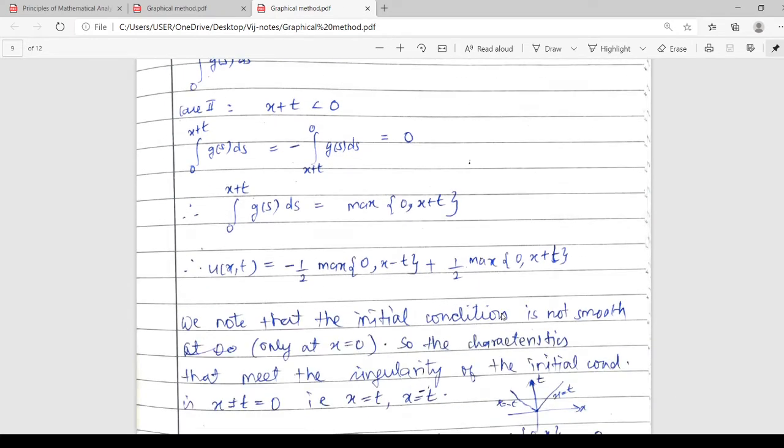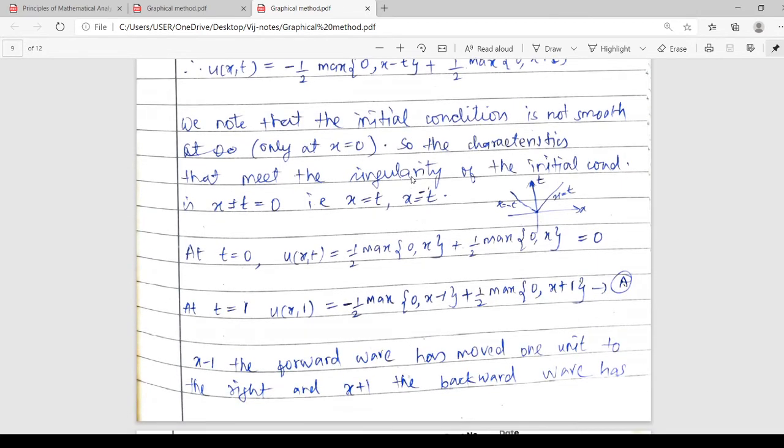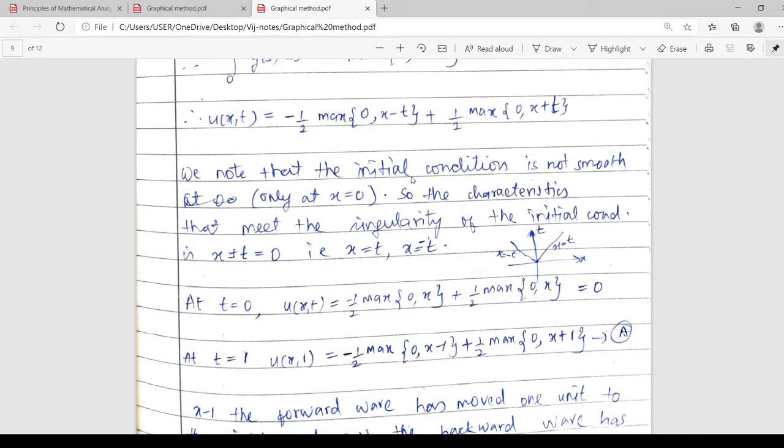So it means that our function u is defined like this. We have substituted in the D'Alembert solution. It is minus half maximum of 0 comma x minus t plus half maximum of 0 comma x plus t. So we note that the initial condition is not smooth only at the point 0. At all other points it is smooth.